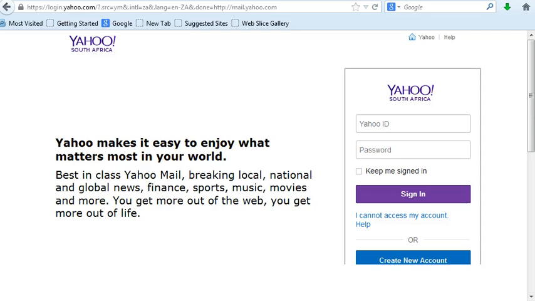Internet technologies, the basics of email. Email is a form of electronic communication. You get two types of email accounts. One is a web-based email provider.